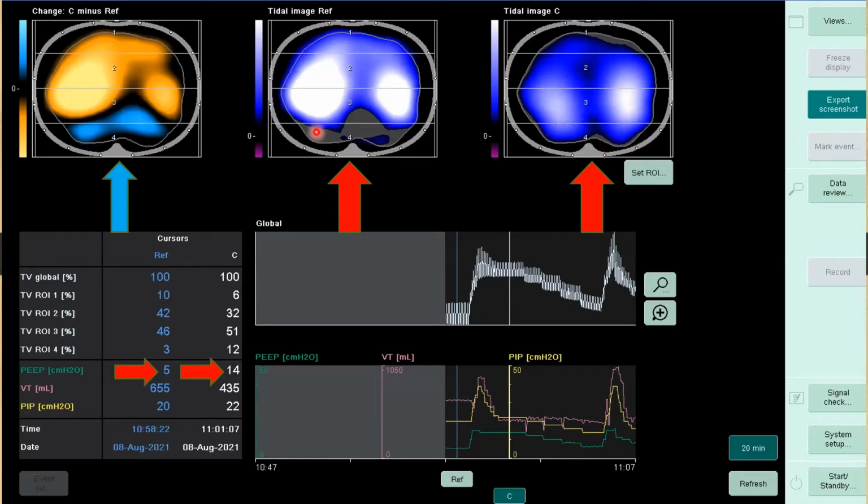This area here is now open, represented by the blue area. And because it's been redistributed down here, we have less trapped in the mid-ventral and mid-dorsal regions. If we look down here, the PEEP of 5 only had 3% of distribution to the dorsal region. And now we've come up to 12%.